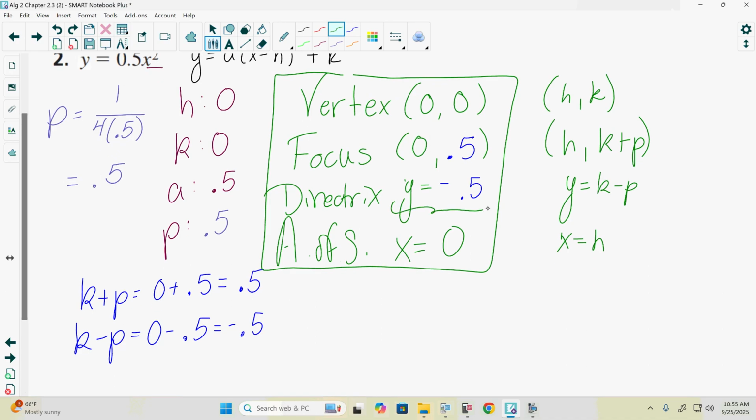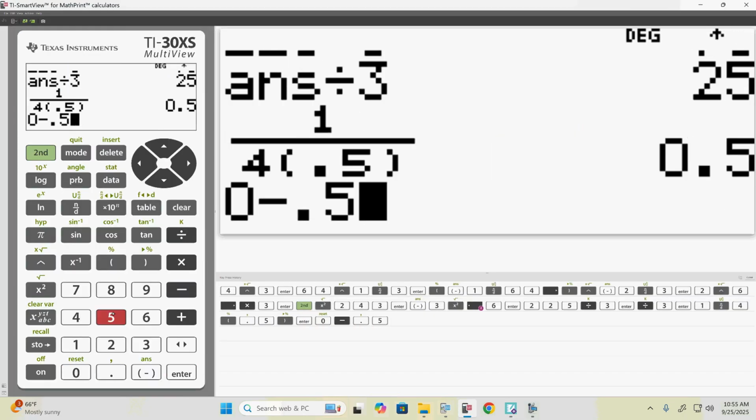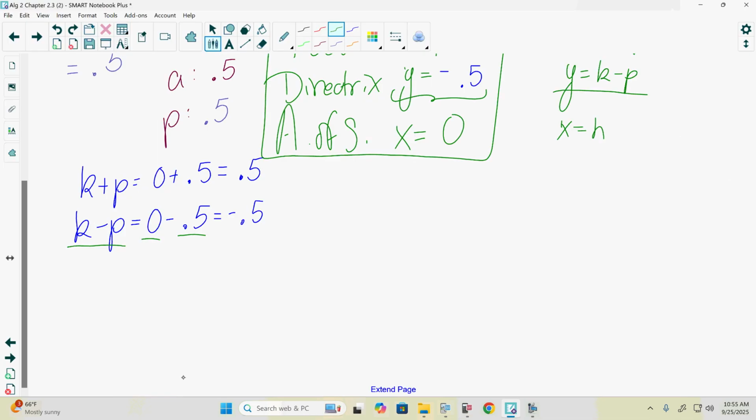So the reason we got y equals negative 0.5 is the general form for it is y equals k minus p. So we need to evaluate that. So k minus p, well, k is 0, p is 0.5, yes? So we're going to do 0 minus 0.5. So 0 minus 0.5 is going to become negative 0.5 because 0 minus a number is just going to be whatever that number is, with the opposite sign. So it just becomes negative, yes. Does that make sense? Questions on this here?